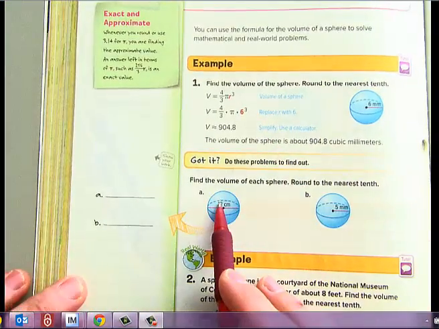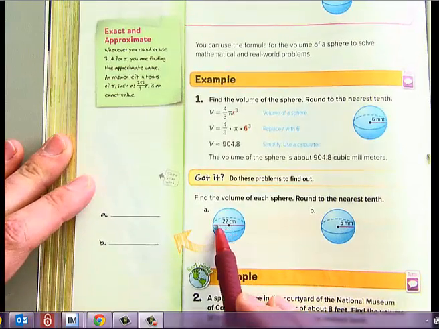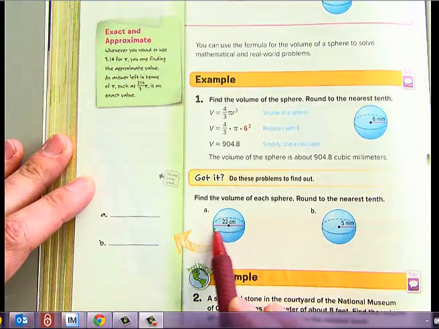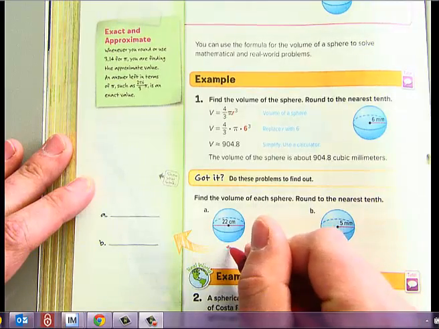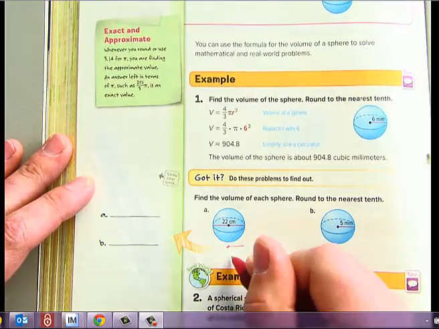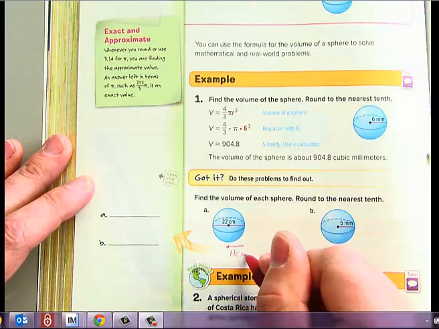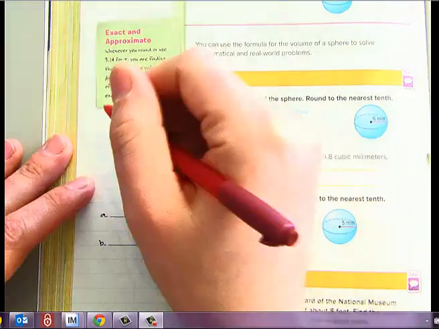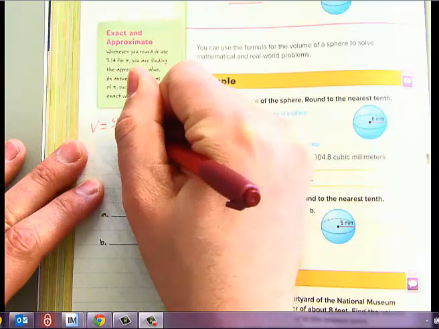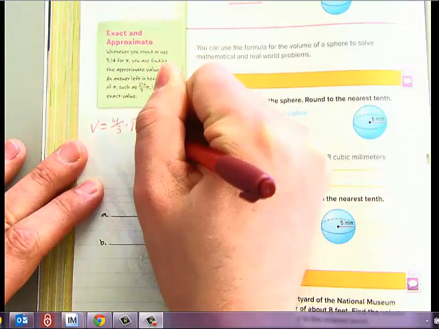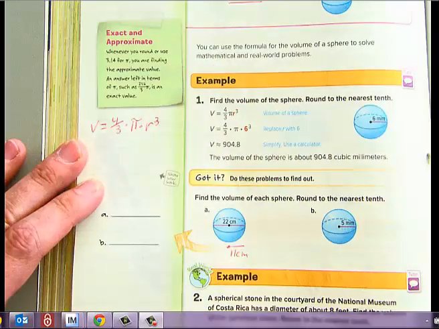So for A, now notice, is this a diameter or a radius? It's all the way across, so that's a diameter. We only want the radius, so what's half of 22? 11 centimeters. So when I write down my formula, I'm going to write V equals 4/3 times pi times radius to the 3rd power. Okay?